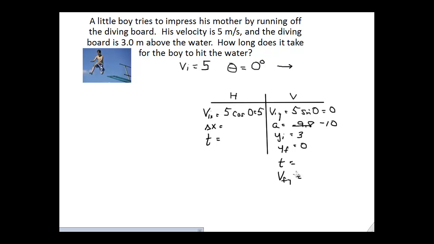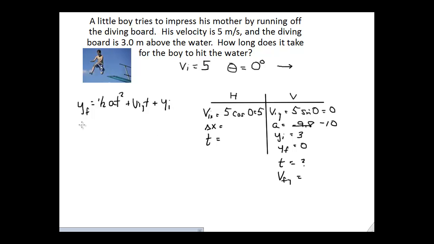Now, the question is, how long does it take for the boy to hit the water? That means the answer is the time. Well, this is just a kinematics problem. You already know the formulas to do this. In this case, I have an initial velocity, I have an acceleration, I have position, and I'm looking for time. The one thing I don't have anything about is the final velocity. That's okay. I have a formula that handles that: yf equals 1/2 a t squared plus Viy t plus yi.